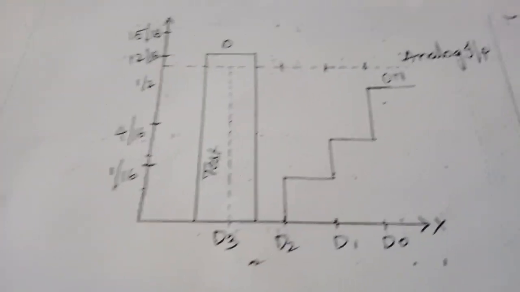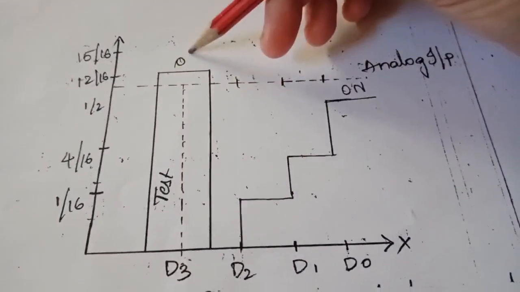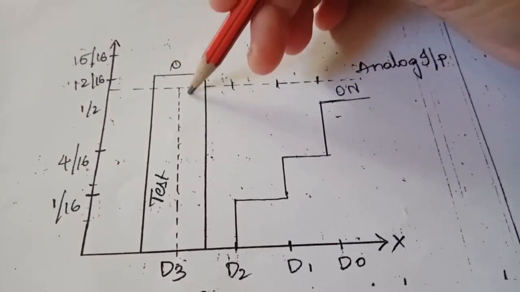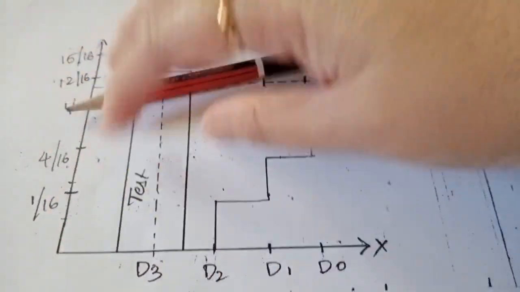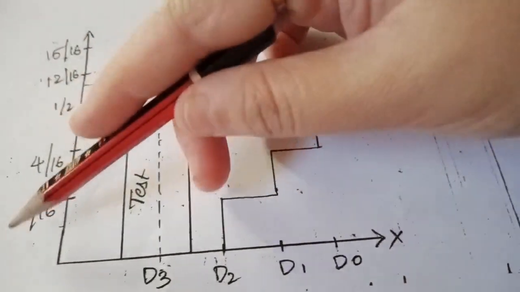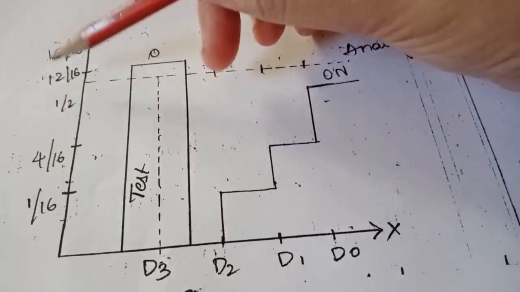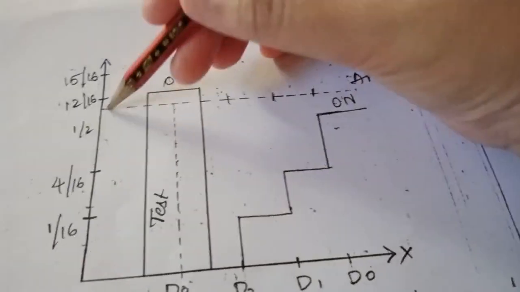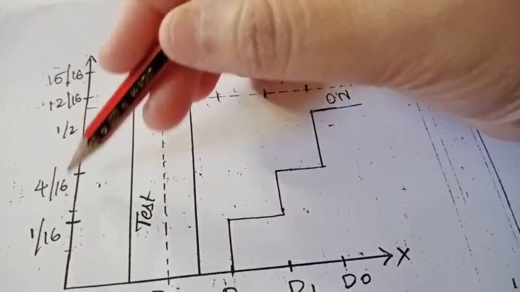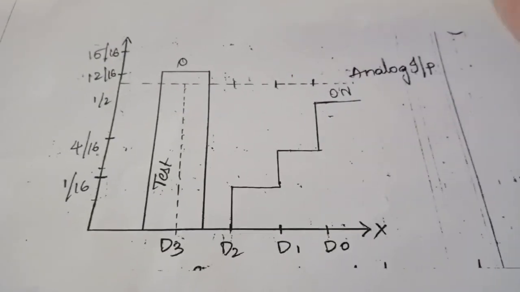Like this it will be testing. First D3 will turn on. No, it is more than the analog, so D3 is 0. The analog is more. The analog inputs are like 1, 4, 8, 12, 16. Like this, what are these? These are nothing but analog inputs. 16 means what? We are taking 4 bits now, so it will take 16 combinations.